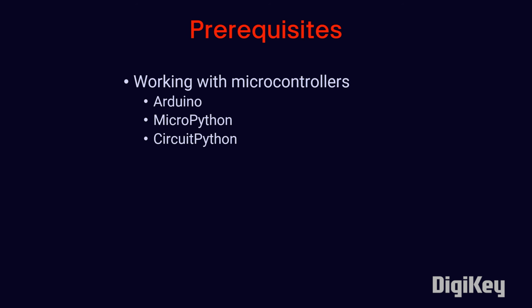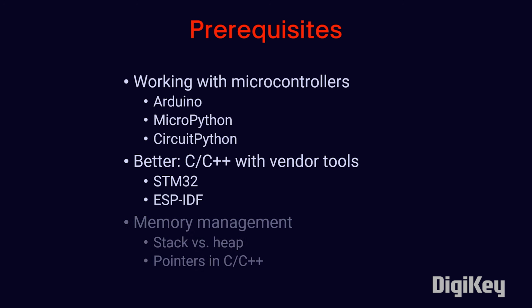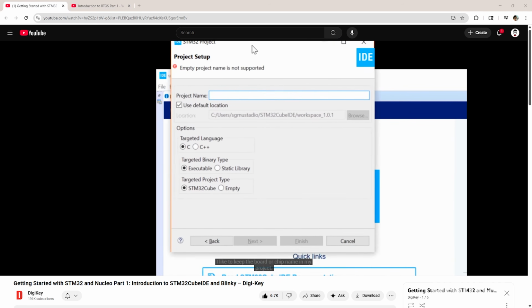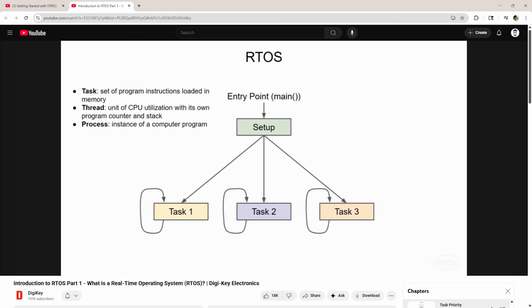That might mean you're comfortable with Arduino, MicroPython, or CircuitPython. Even better, you've made some projects in C or C++ with silicon vendor tools like STM32 or ESP-IDF. You should understand some memory management concepts like stack versus heap and how pointers work in C. Rust builds on these concepts with its ownership model, so it helps to be familiar with them before tackling Rust. If you've worked through either my Getting Started with STM32 series or my Introduction to RTOS series, you're probably ready to tackle embedded Rust.